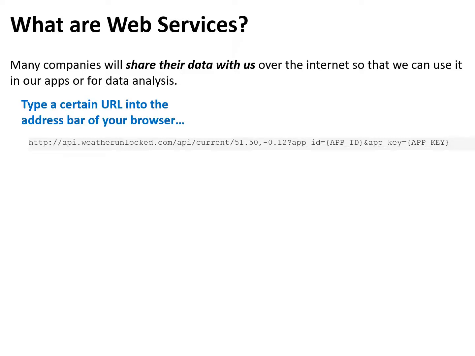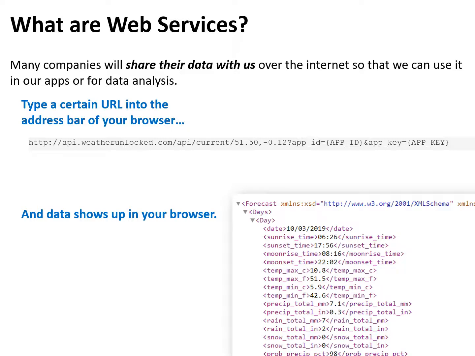Basically it comes down to just typing a certain URL into the address bar of your browser, whether it be Chrome or Microsoft Edge or whatever you're using. The trick is to know exactly what to type in. But if you type the correct thing in, and you have accessed a web service correctly, you'll see a bunch of data that shows up in your browser.